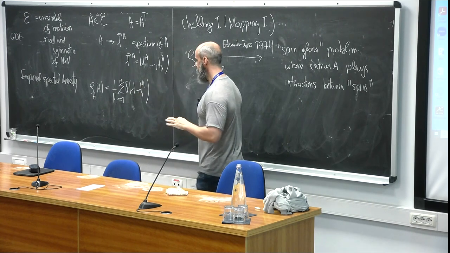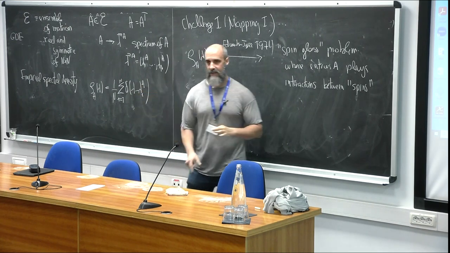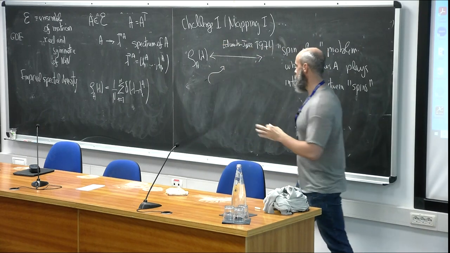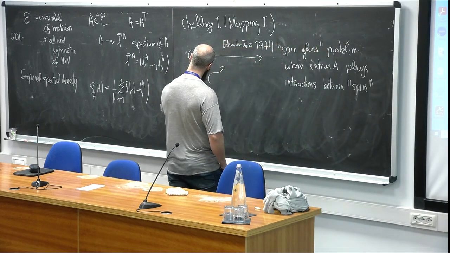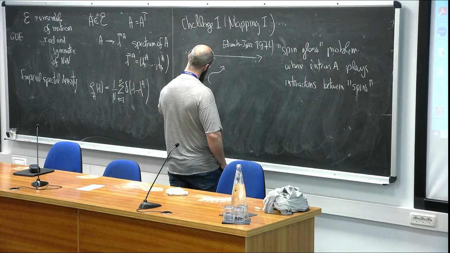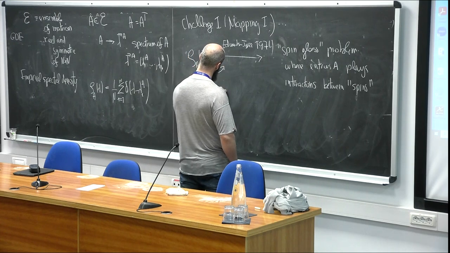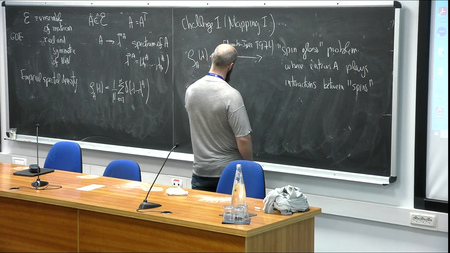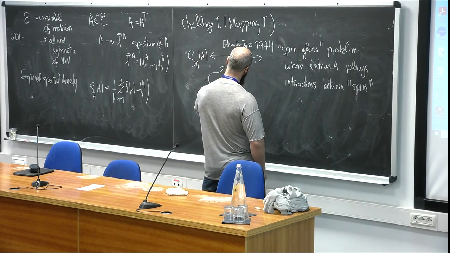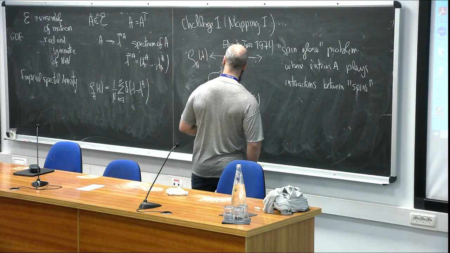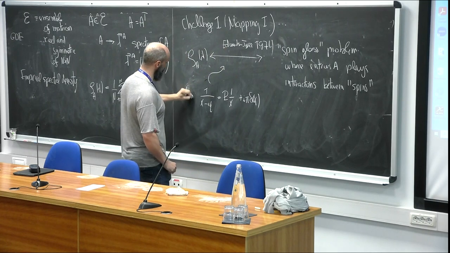there is a relationship that the Dirac delta can be rewritten using the following identity. 1 divided by x minus i eta is equal to the Cauchy principal part plus i pi Dirac delta, in the limit eta going to 0 plus.